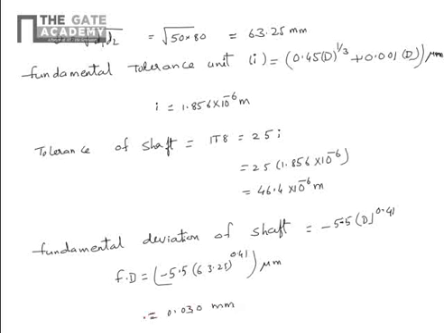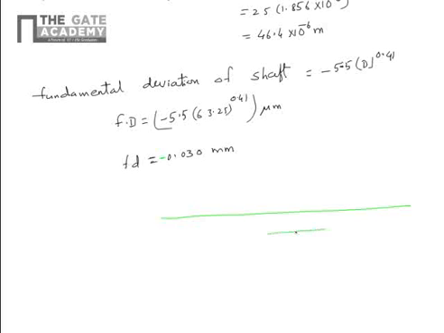So now draw the graph. They have given only information related to shaft. So first draw the basic size. Then he has given fundamental deviation of shaft, which is negative. Negative means it is below. Fundamental deviation is negative means it is below. So we are drawing the graph below that.